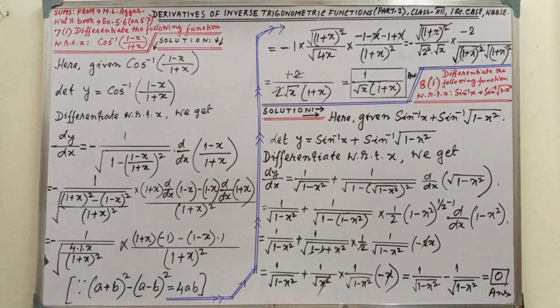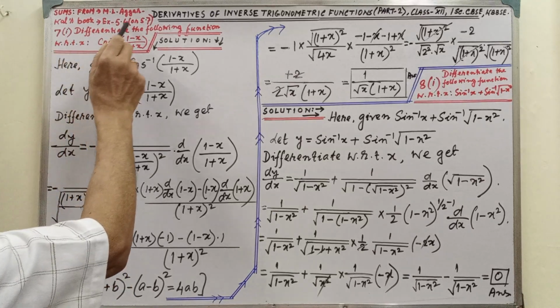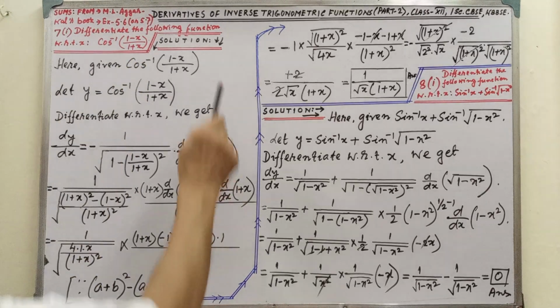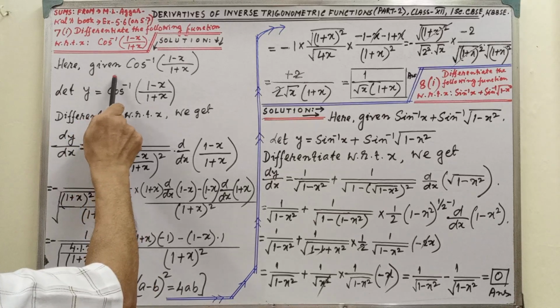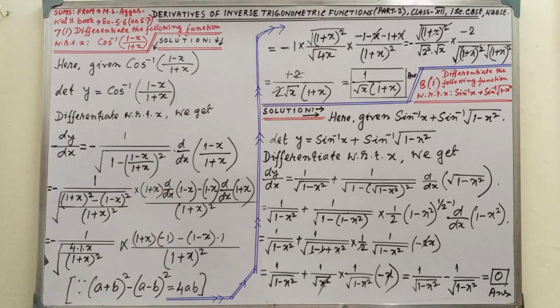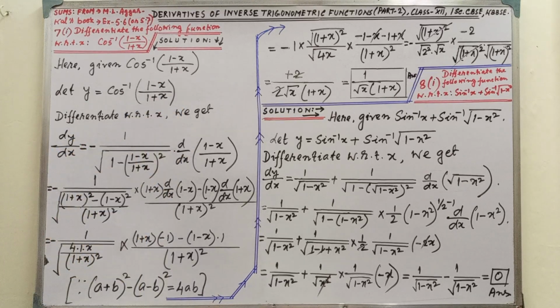Sums given from ML Agarwal's book, exercise 5.6, that is new book, and 5.7, that is old book. Sum number 7, part 1. Sum you will get in your book, and here also it is written clearly. Now pay your attention on the solution. Here given cos inverse (1 minus x)/(1 plus x). Let y equal to cos inverse (1 minus x)/(1 plus x).